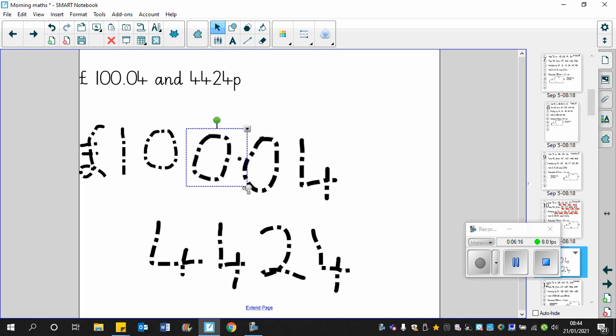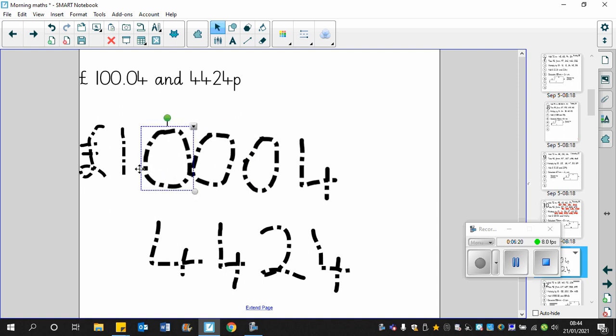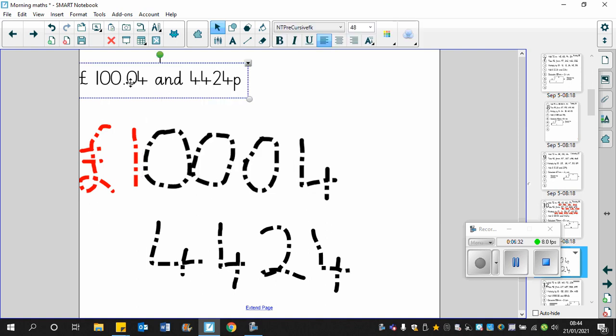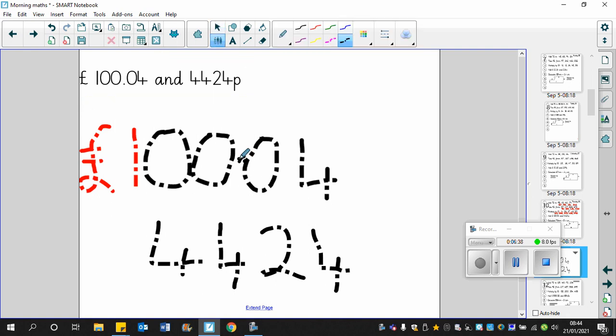Now these digits bigger. Oh dear. And now this digit bigger. Okay, so they're a bit squashed, but let me put the decimal point back in, and I'll put it in red so that it's easy to see. So where's the decimal point? Here is the decimal point.